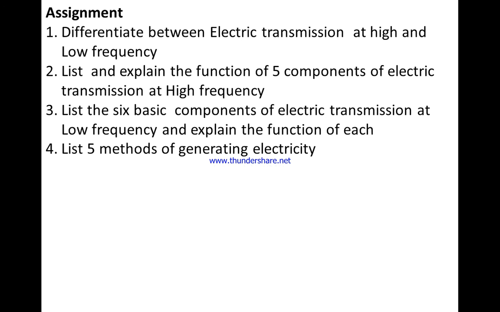Now finally, we have our assignment. In this assignment, you have been asked to answer just 4 questions. The first one is that you should differentiate between electric transmission at high and low frequency. Number 2, list and explain the function of 5 components of electric transmission at high frequency. Number 3, list the 6 basic components of electric transmission at low frequency and explain the function of each. And finally, number 4, list 5 methods of generating electricity.